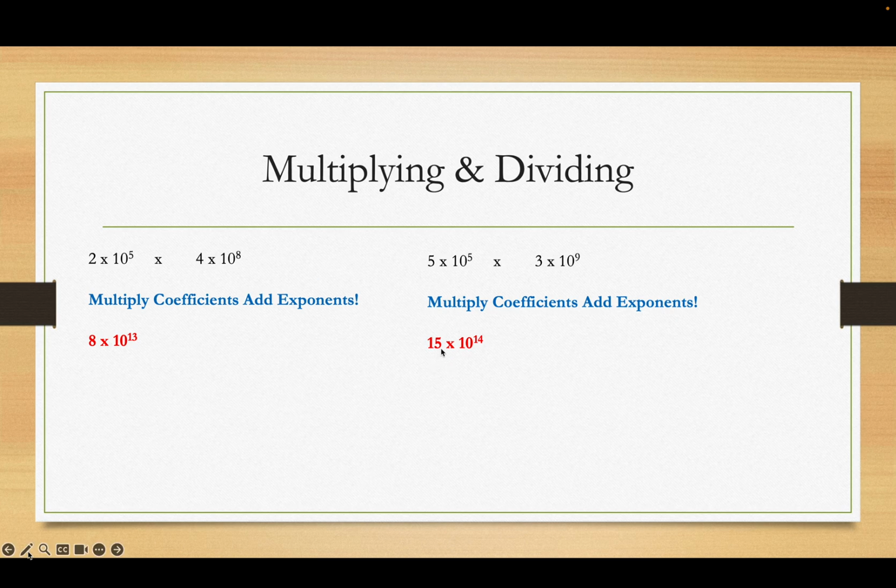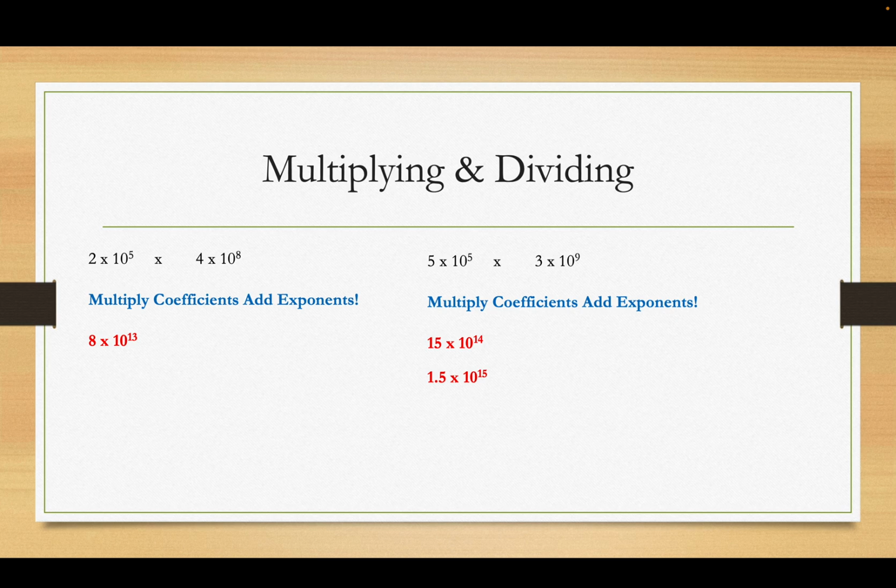To change 15 to a number between 1 and 10, I have to take the decimal that's after the 15. I know we didn't write it, but it's there. Go back one space. And in going back one space, I get 1.5. But to move it back one space, I had to divide by 10. Okay? Dividing by 10 to go back one space. So then, in order to keep the value the same, I have to multiply by 10. That gives me 1.5 times 10 to the 15th.